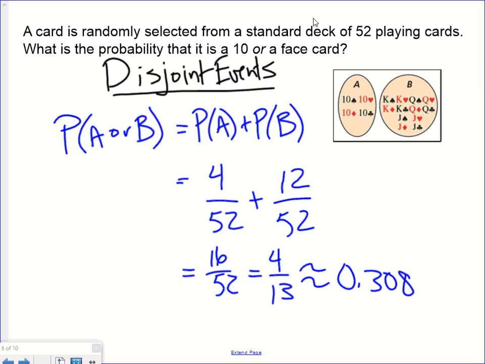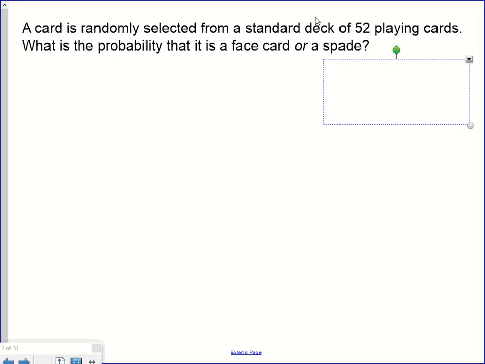Let's go on. Same idea here. Example 3. We're still working with a deck of 52 playing cards. What's the probability that the card we draw is a face card or a spade? Let's think first of all, are there any cards we could draw that would satisfy both? Are there any cards we could draw that would be both face cards and spades? Yes, we could draw the king of spades, for instance, which would be a face card that is a spade.